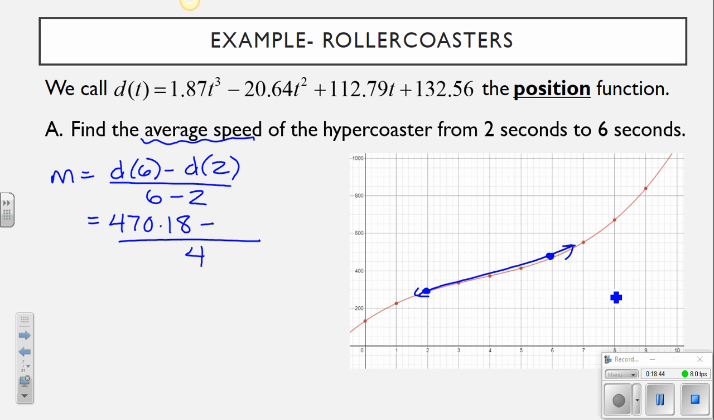We can do the bottom one. The second one is 290.54. All right, from there, which simplifies to 44.91. Is that what you guys got?